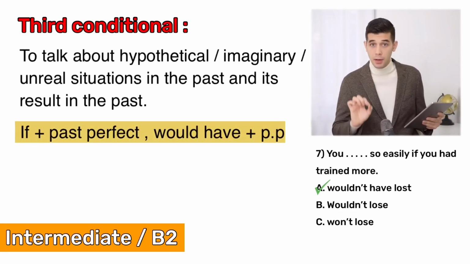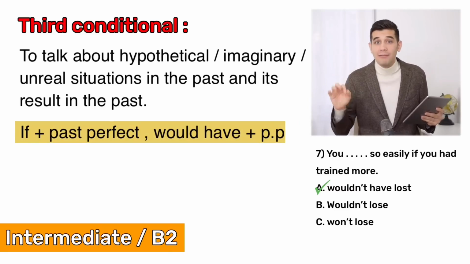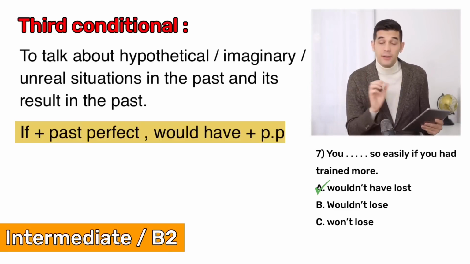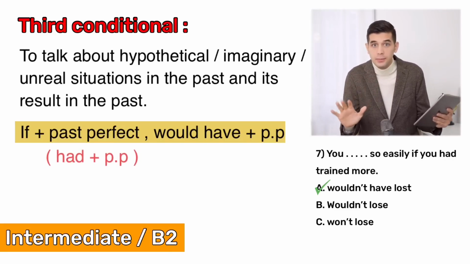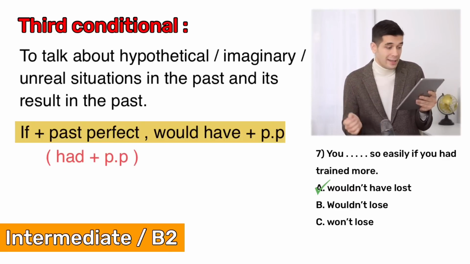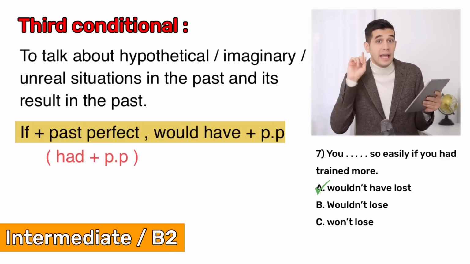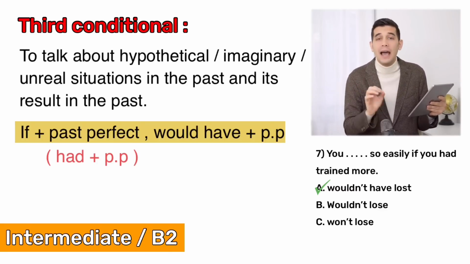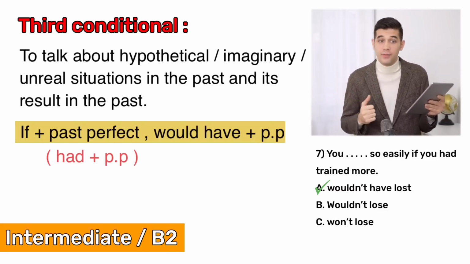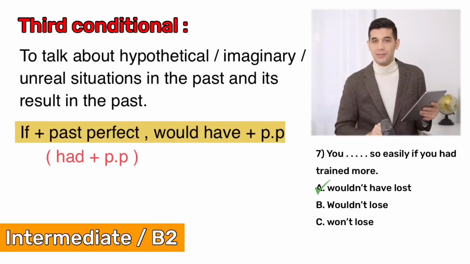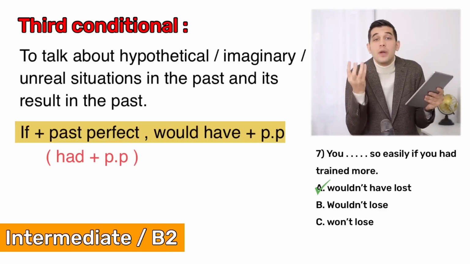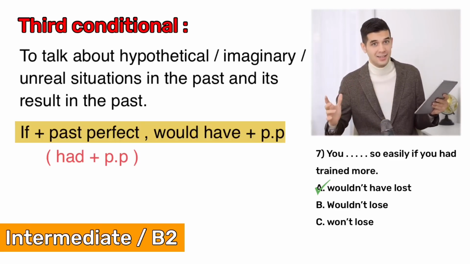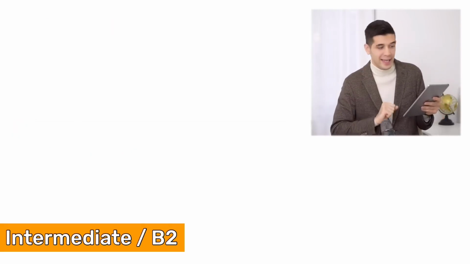If plus past perfect, comma, would have plus past participle of the verb. Now pay attention, past perfect is had plus past participle. Now, look at the if clause in the question. If you had trained, this is past perfect. So the other clause should be would have plus past participle of the verb. But pay attention to the meaning of the sentence. The meaning of the sentence requires a negative verb here. Wouldn't have lost. Moving on to question number 8.